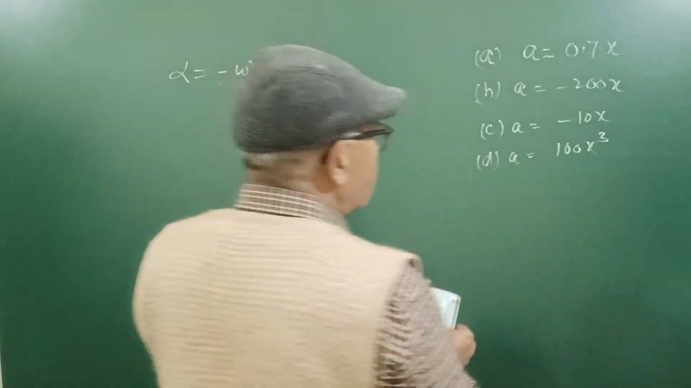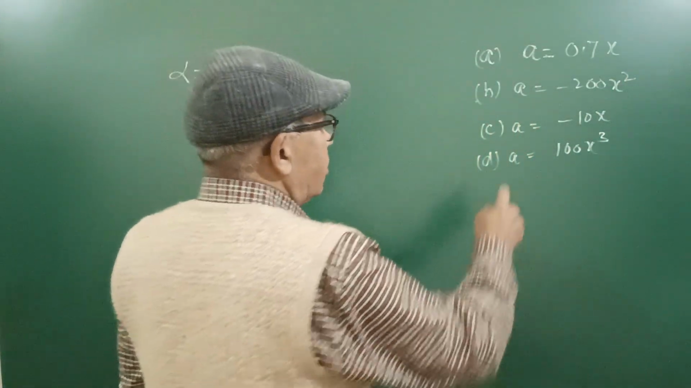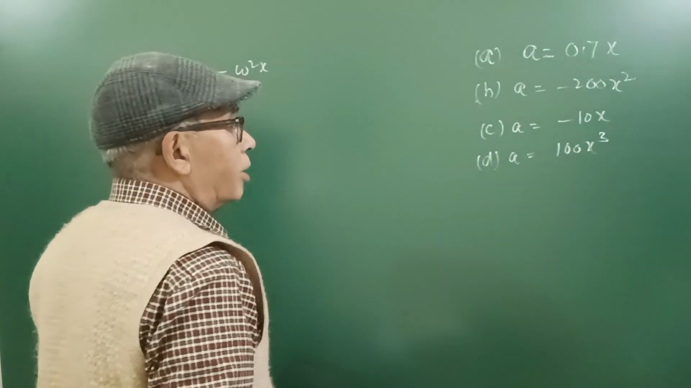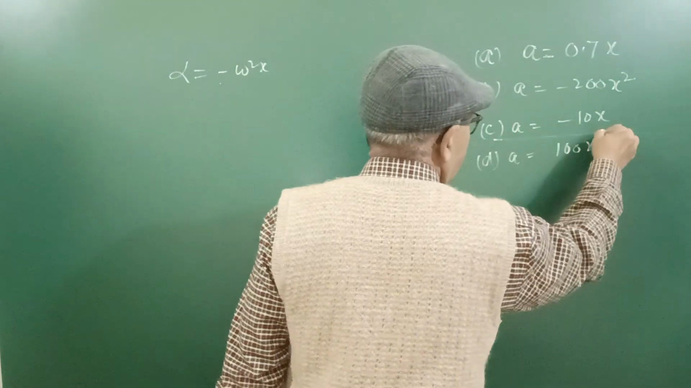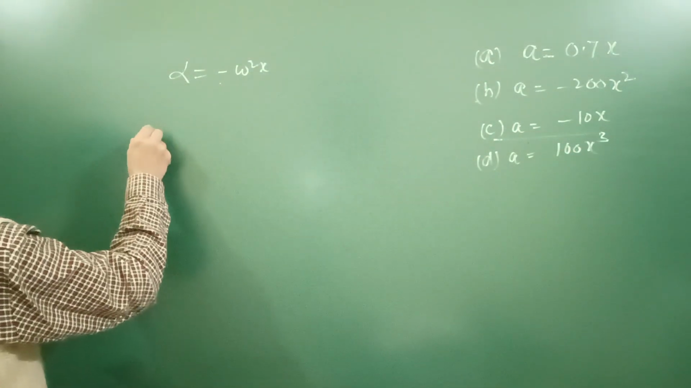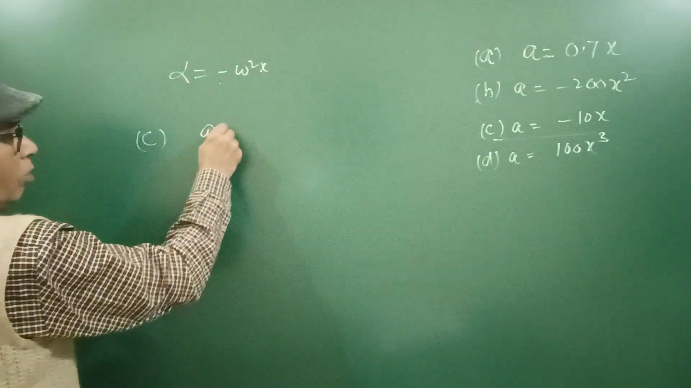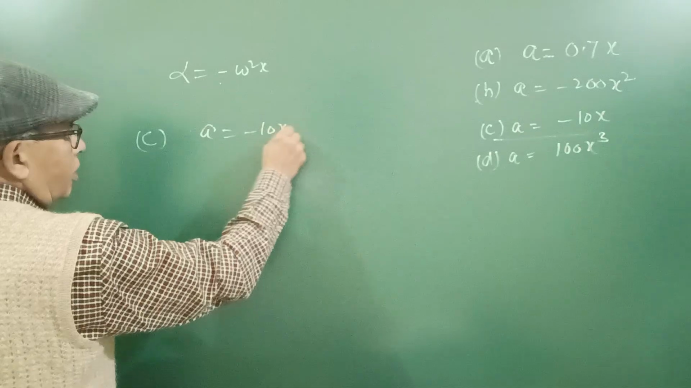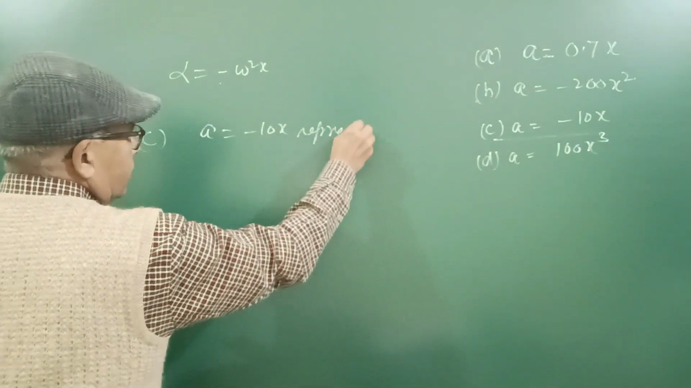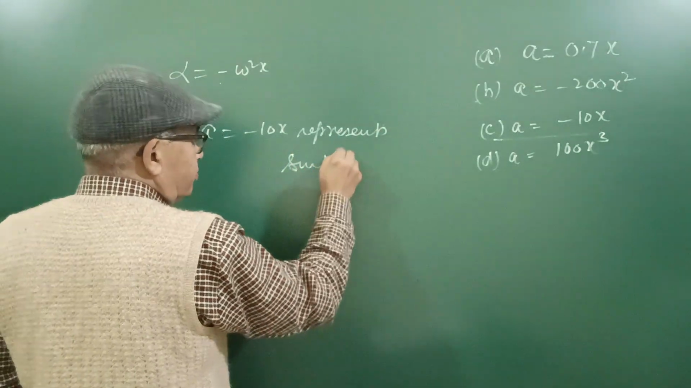It is 200x square here, and it represents minus 10x. It is 100x cube. So C part, C option. A equal to minus 10x represents simple harmonic motion.